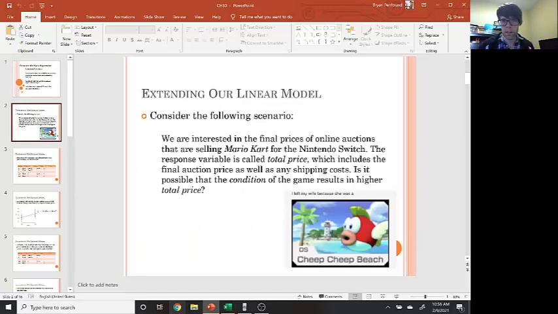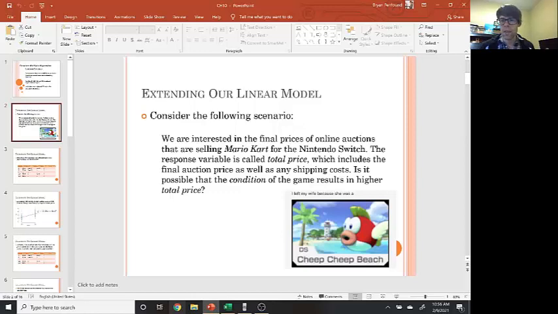Let's say we're interested in buying Mario Kart for the Nintendo Switch, for example, and we go on to eBay and we're looking at a couple different things with the online auctions. We're going to start by taking a look at the response variable, which is the total price. And the total price here is going to include the final price, so this includes the shipping, the cost for the cartridge, etc.